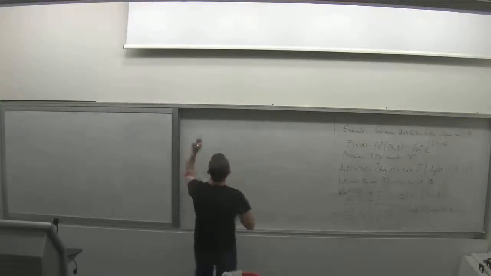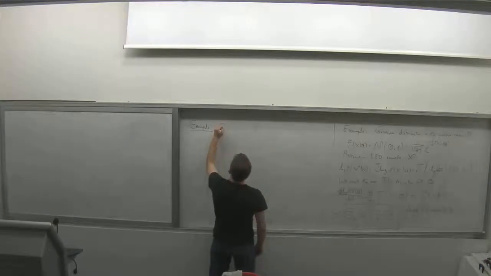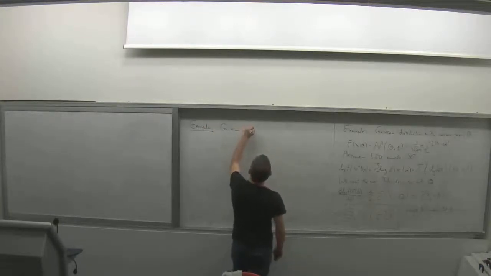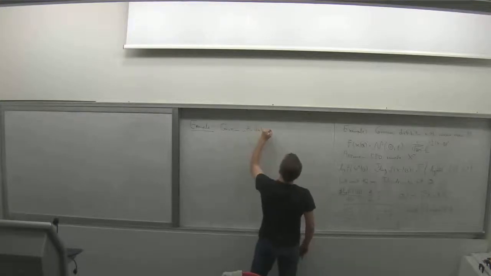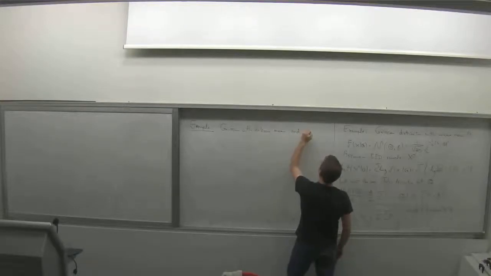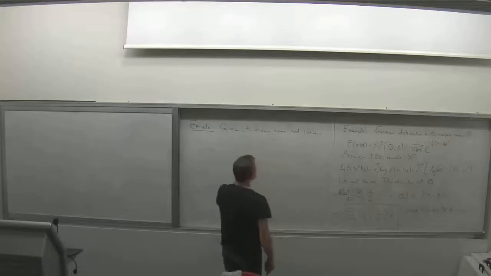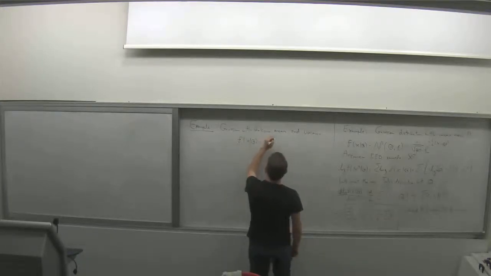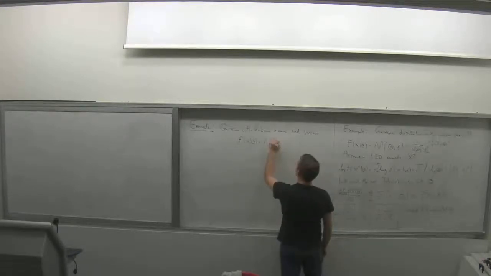Right, so let's take a more complicated example now, with a Gaussian with unknown mean and variance. So now both are unknown. So f of x given theta will now be Gaussian with mean theta 1 and variance theta 2.